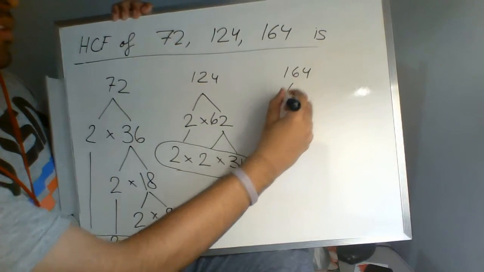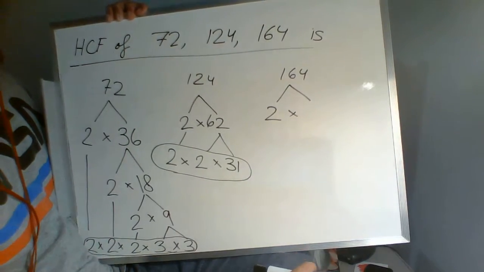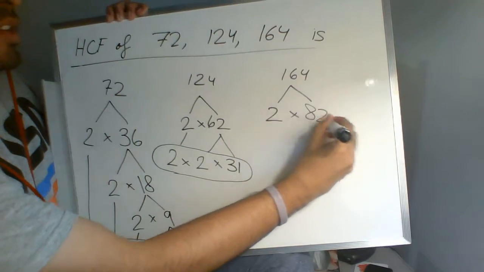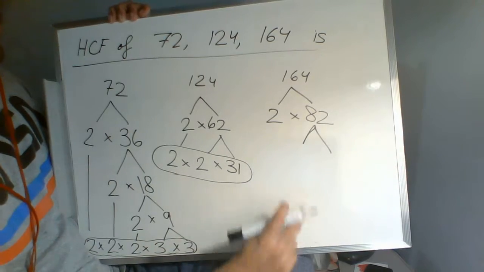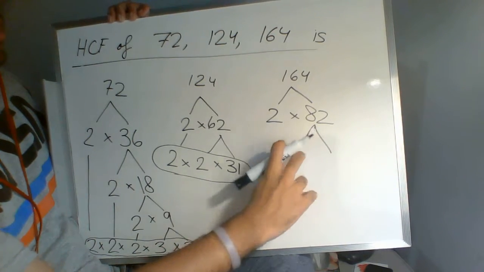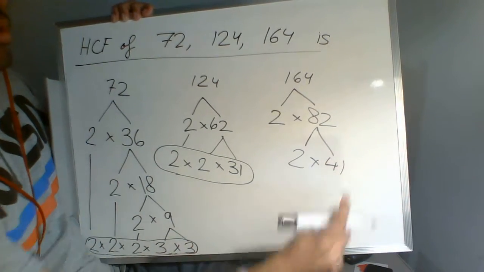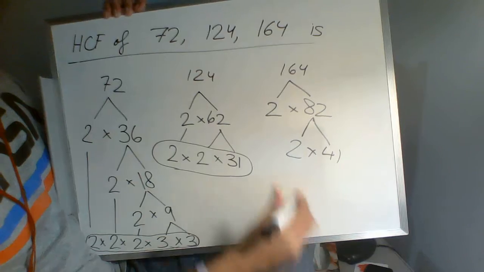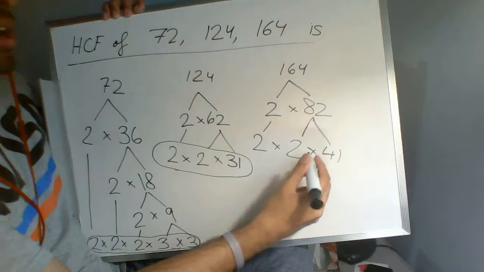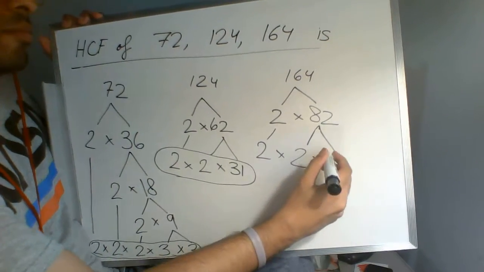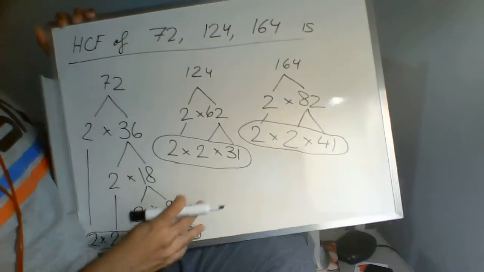Now for 164, we'll do the same thing. It's even, so we break that up into 2 times something. And I'll save you the trouble of working through that. It's going to give you 2 times 82. 82 is not prime, it's divisible by 2. So we break that up, and it's going to be 2 times 41, which, for those of you who have caught on for this particular example, 41 is also prime. So we bring this 2 down, and we're finished. So we've got our prime factors.